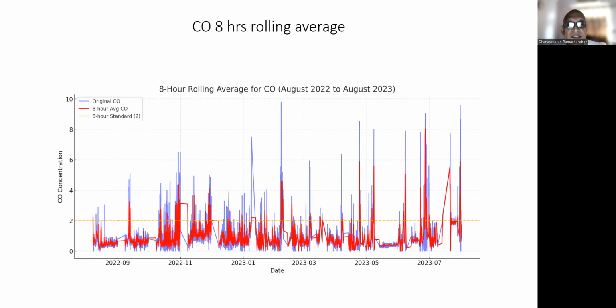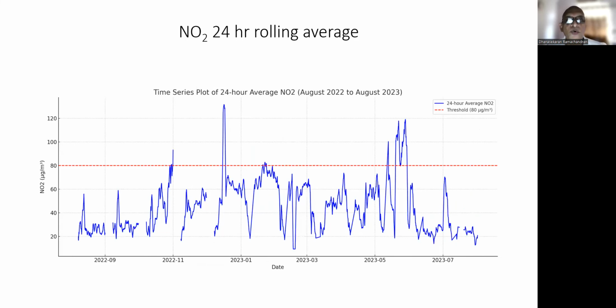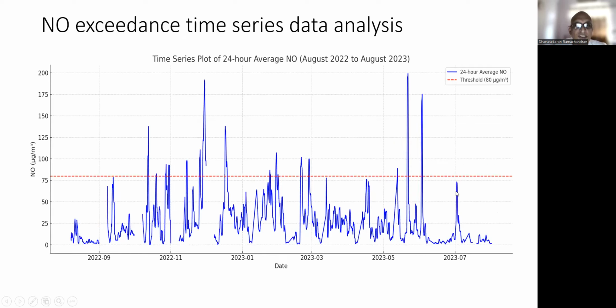The 8-hour rolling average of 2 milligram per meter cube, you see that also exceeded. The two colors represent: the blue is the original CO values, and the red is the calculated 8 hours average value, and that also is exceeded. NO2, 24 hours rolling average of 80 microgram per meter cube, has exceeded on a few days. But most interestingly, if you see, the NO levels are very high in this monitoring area of Punjabi Bagh.